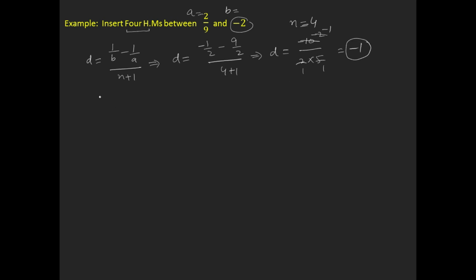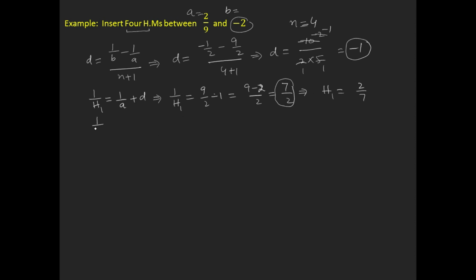Now the first harmonic mean: 1 over H1 is equal to 1 over A plus D. D is this one. So 9 minus 2 divided by 2 is 7 divided by 2. 1 over H1 is 7 divided by 2, so H1 is 2 divided by 7, the reciprocal of this.